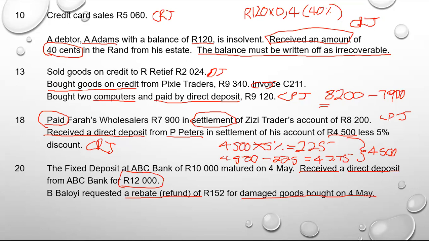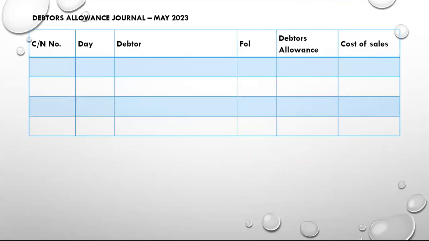The refund is requested by B below, but it's not a cash refund because this person did not pay us in the first place. This person bought goods on credit. So basically, even though it's written as a refund, it's an allowance. Now, where do we record allowances by debtors? We record them in the debtors allowances journal.